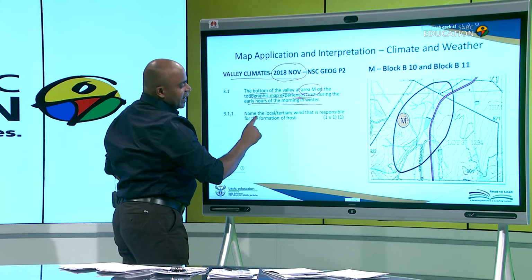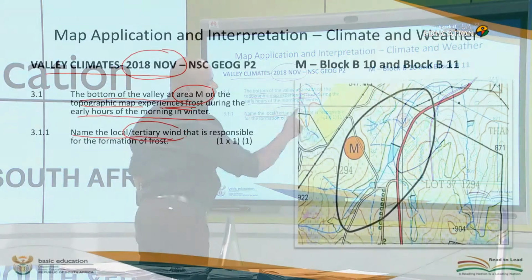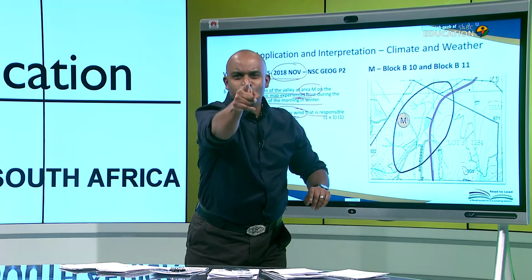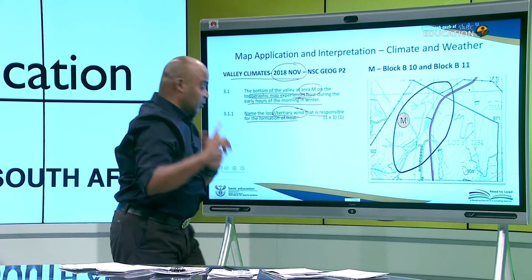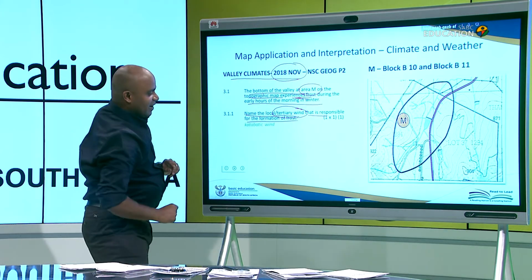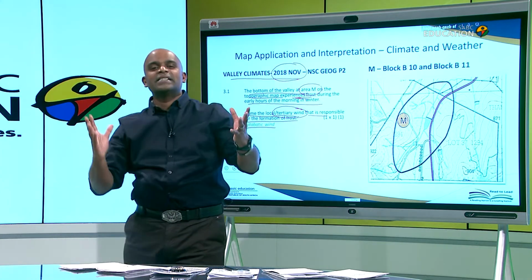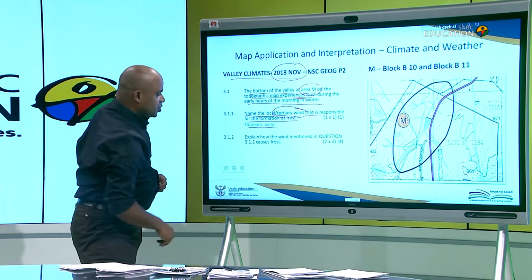Look at the question. Name the local tertiary wind that is responsible for the formation of frost. Which one is it? Anabatic or katabatic? You there? Correct. It's katabatic. Well done. Katabatic winds, because katabatic flow is at night. And what's the next question?